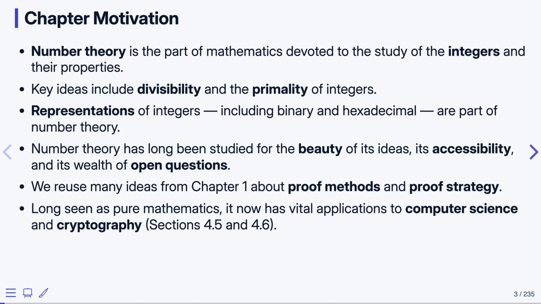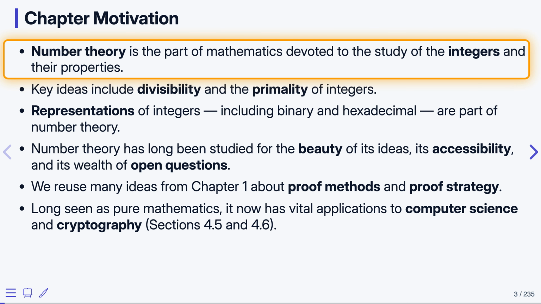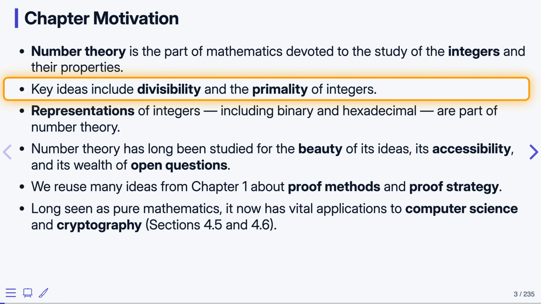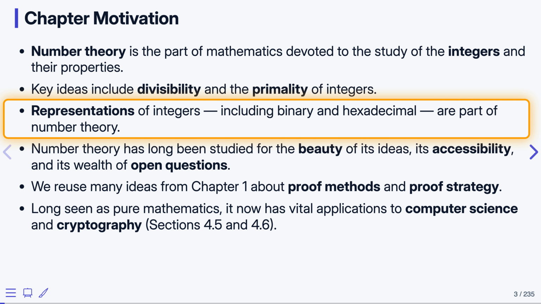Let's see why this chapter matters. Number theory is the part of math that studies the integers. Integers are the whole numbers like -2, 0, 1, and 100. We look at their properties. One big idea is divisibility. That means, does one number divide another with no remainder? Another big idea is which numbers are prime. We also learn to write numbers in other bases, like binary, which is base 2, and hexadecimal, which is base 16.